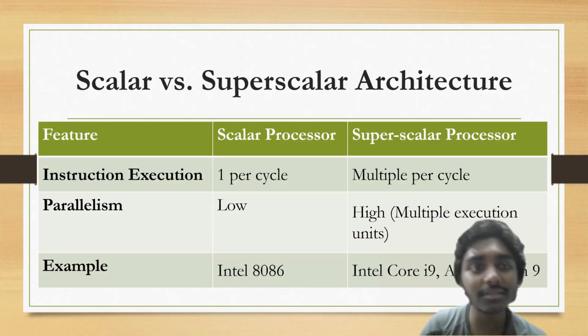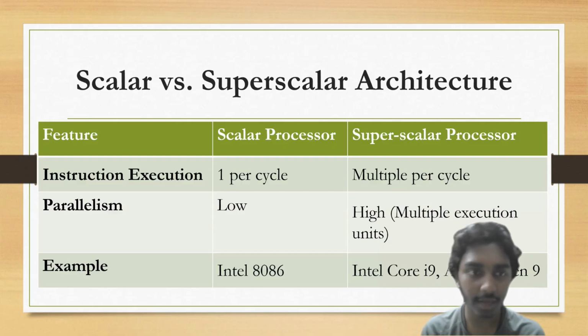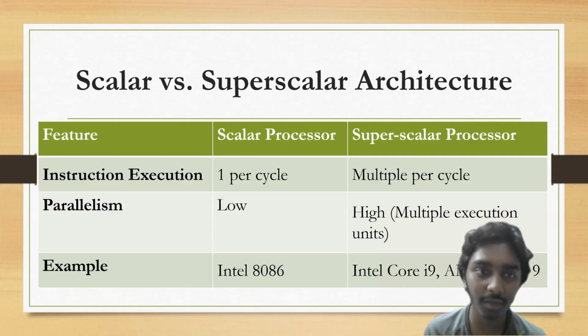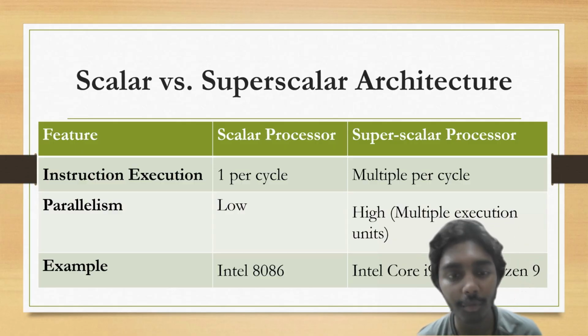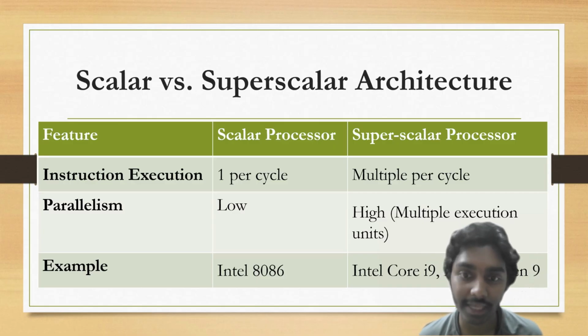Coming to examples, scalar processors, which we are very much aware of, include the Intel 8086 and similar microprocessors, while the processors inside our laptops and mobile phones, the Intel Cores, AMD Ryzens, and Snapdragon, are all modern superscalar processors. Scalar processors execute only one instruction per cycle, while superscalar processors execute multiple instructions per cycle. So superscalar processors have a much higher throughput and better performance compared to scalar architectures.